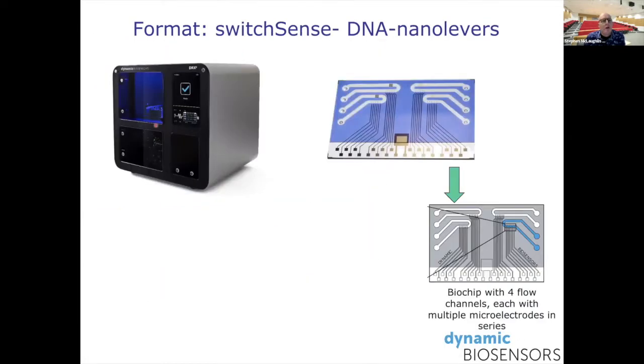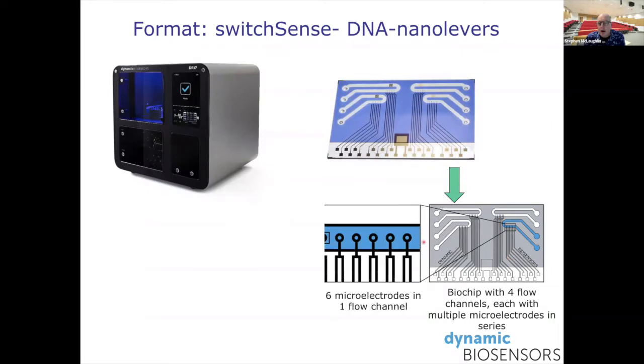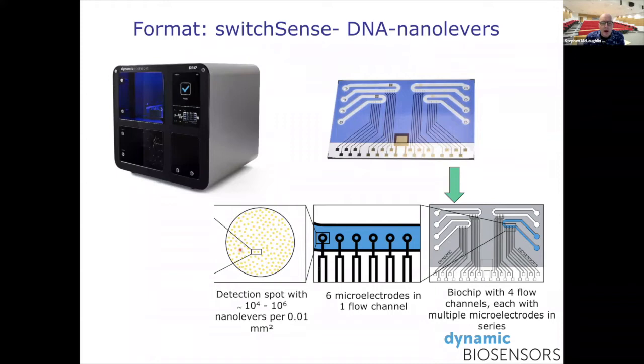With switchSENSE, it's slightly different. You have this chip with four channels, and in each of these channels there are lots of electrodes coming off. You can see these gold things here. If we look up, there are six microelectrodes. And if we expand up again, in each of these microelectrodes there are DNA nanolevers made onto the surface.